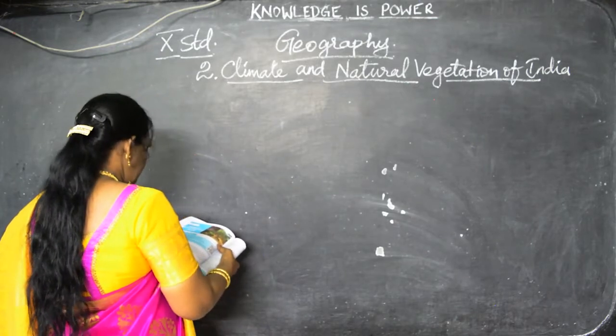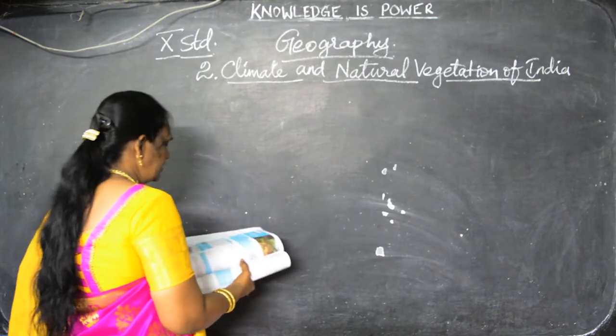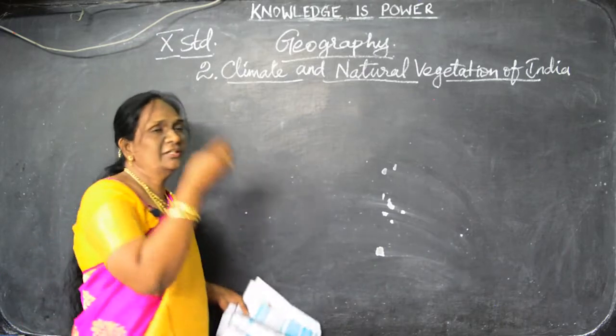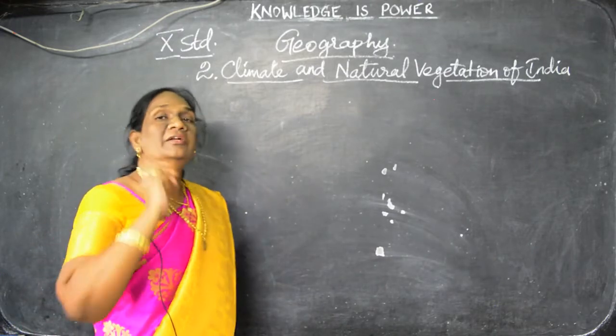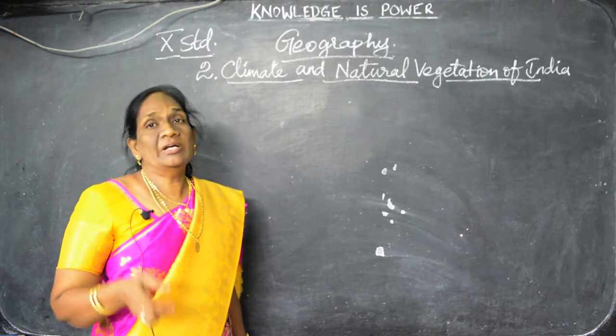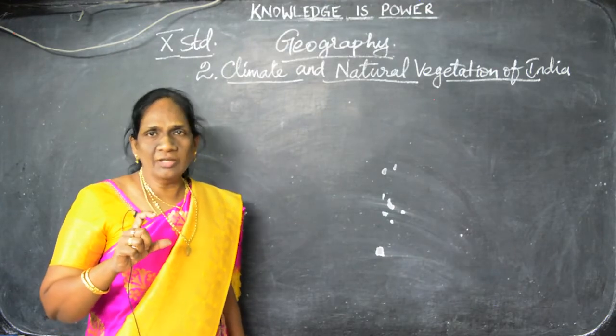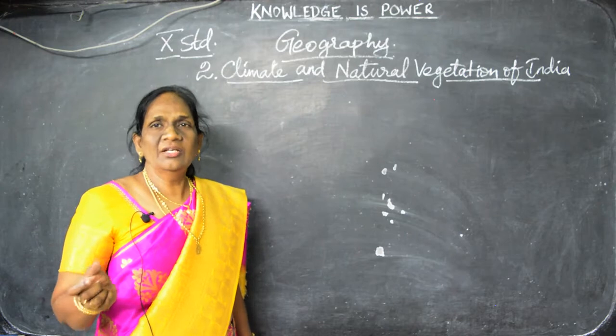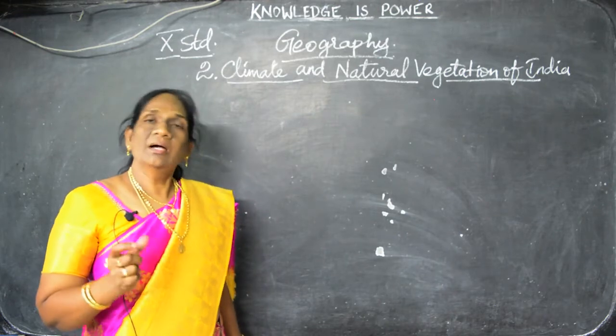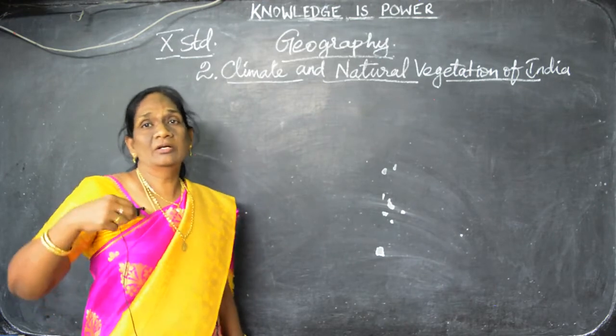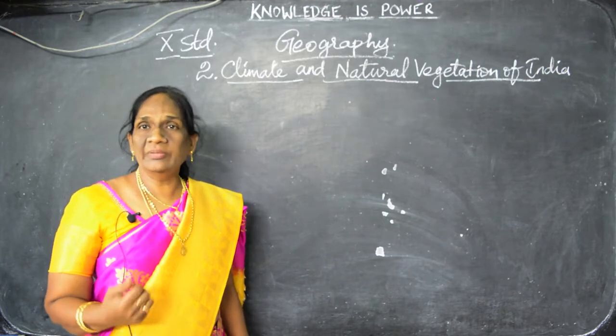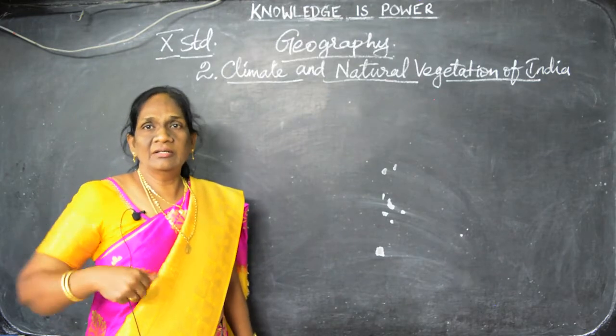Here, this climatic condition. Children, first we will see that during summer season we will drink more water, is it not? And during winter season we will drink only less water, and during summer season we will wear cotton clothes, and during winter season we can wear sweater.